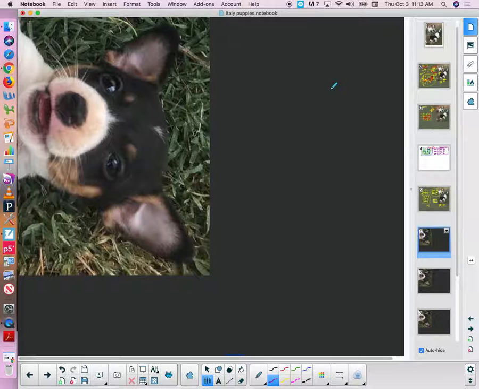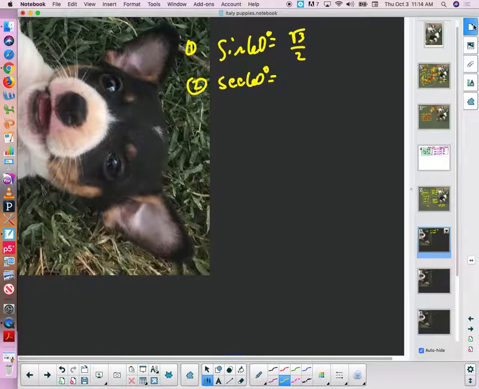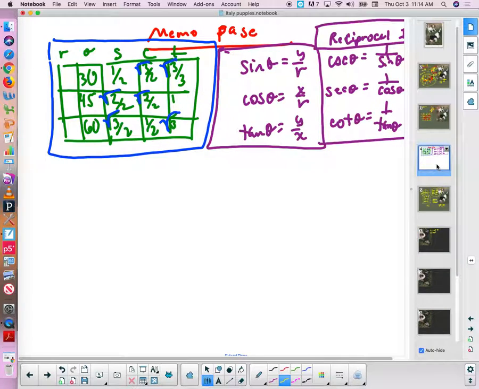Okay, sine of 60. All right, somebody's already found it in their little chart. It's square root of 3 over 2. So, did everybody get number 1 right? Number 2. Secant of 60. All right, girls, I'm on the white side, and now I'm just using it like my memo page. I am not adding anything else to it right this minute. I might later, but not right now.